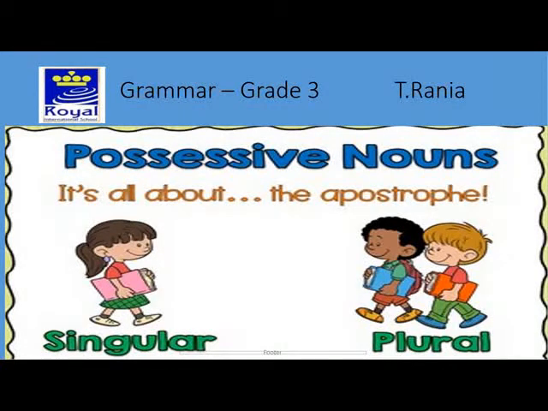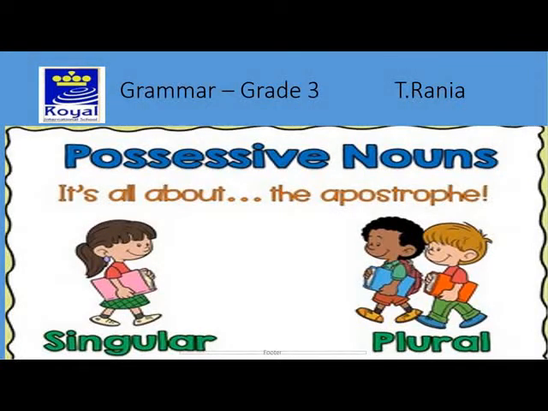Today, inshallah, we will have a new lesson. Maybe you didn't study it before, or maybe you did, but we will study this new lesson and see what the rules for this lesson are. If you notice here, the title of this lesson is possessive nouns. Again, possessive nouns. What is the meaning of these words?